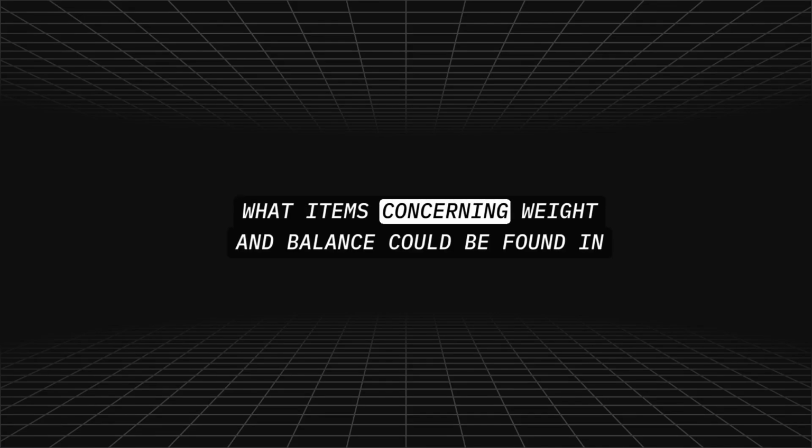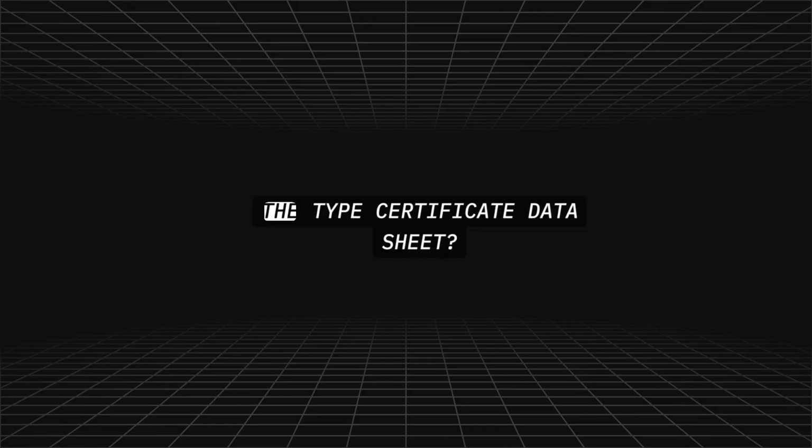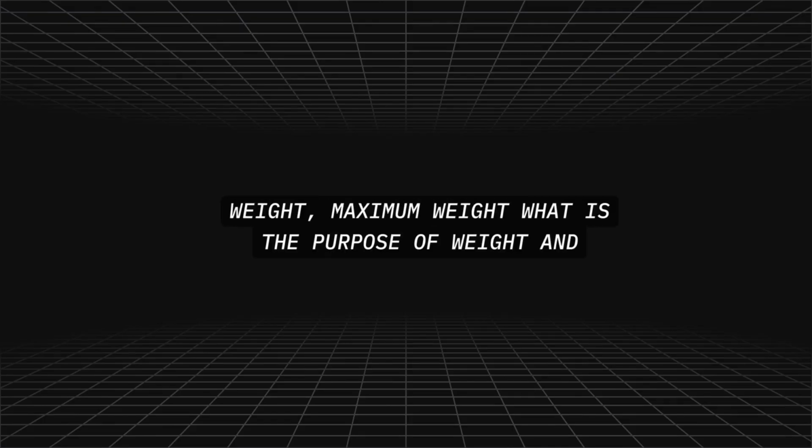What items concerning weight and balance could be found in the type certificate data sheet? D, datum. C, CG limits. U, unusable fuel and oil. B, baggage capacity. S, seat locations. F, fuel capacity. L, leveling means. E, engine horsepower. W, weight, maximum weight.